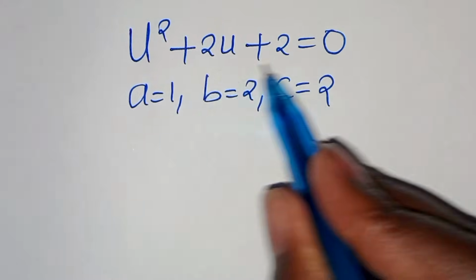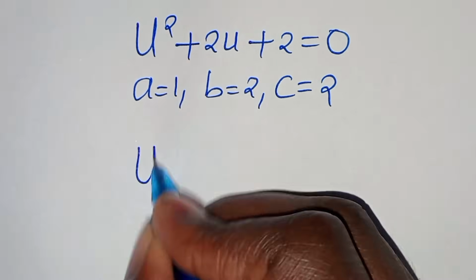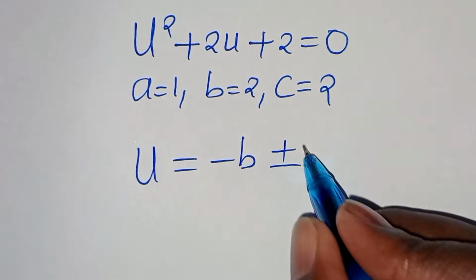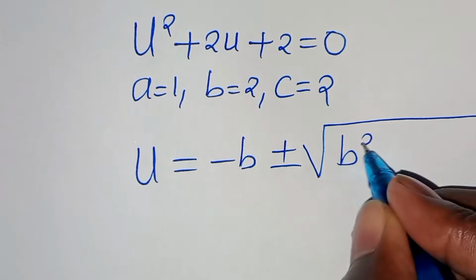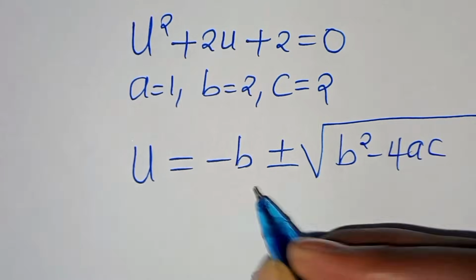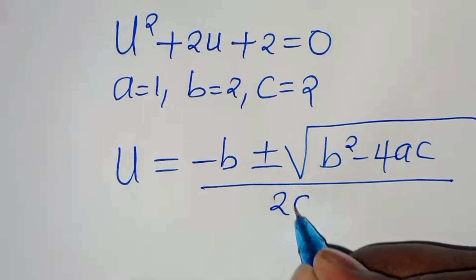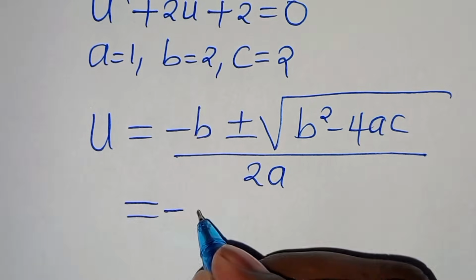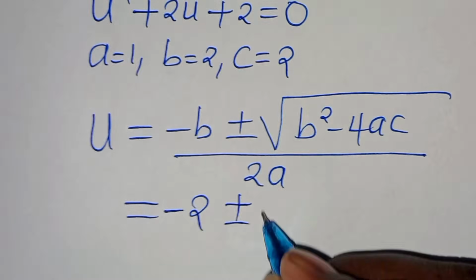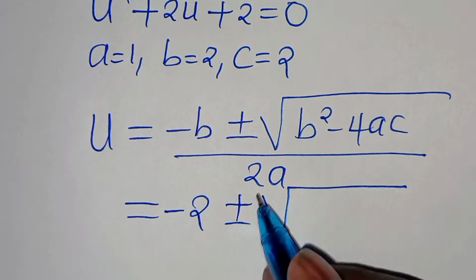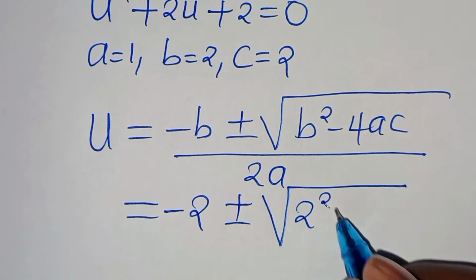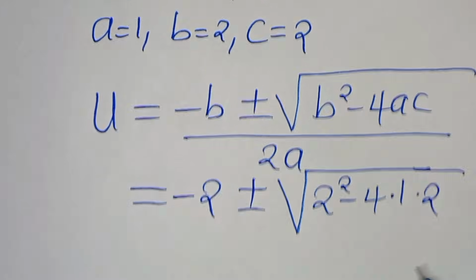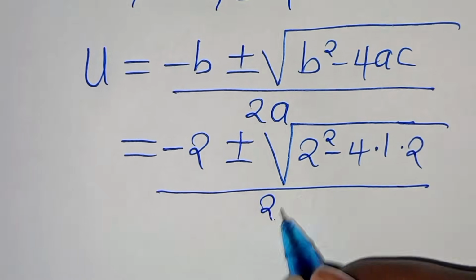So this is a quadratic equation. Let's solve for u by applying a quadratic formula here, which is minus b plus or minus a square root of b to the power of 2 minus 4ac divided by 2 times a. Now, this means that we substitute the values of a, b, and c in this formula. So we have minus 2 plus or minus 2 to the power of 2 minus 4 times a, which is 1, then times c, which is 2, divided by 2 times 1.